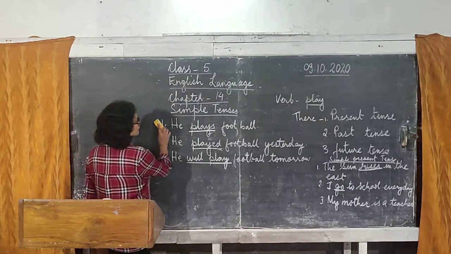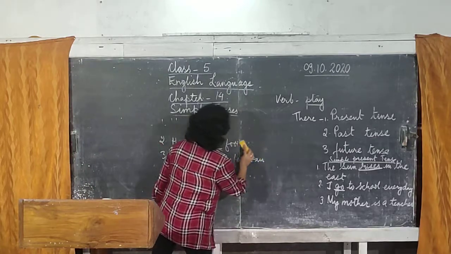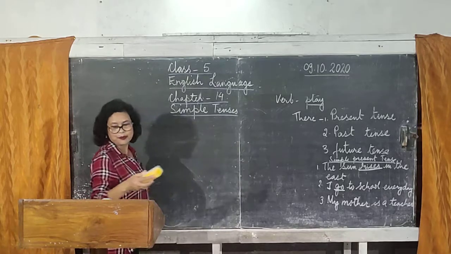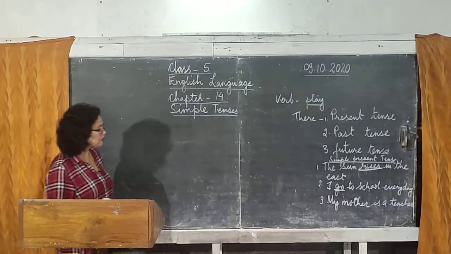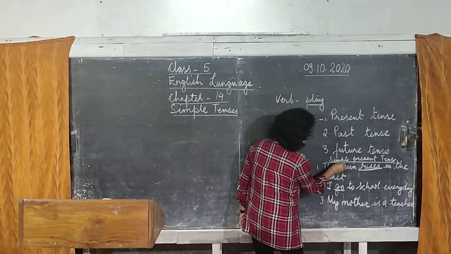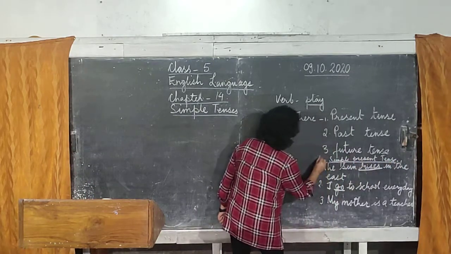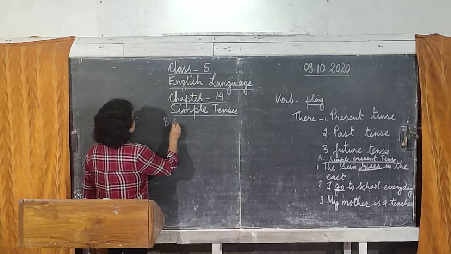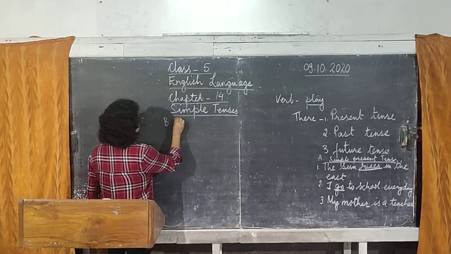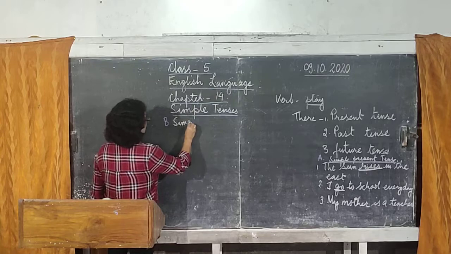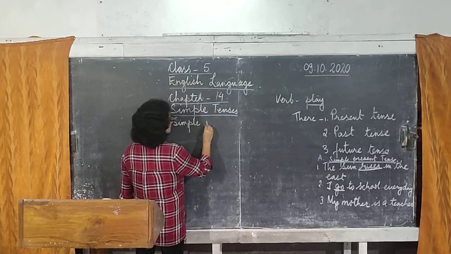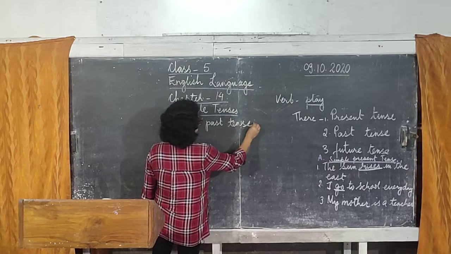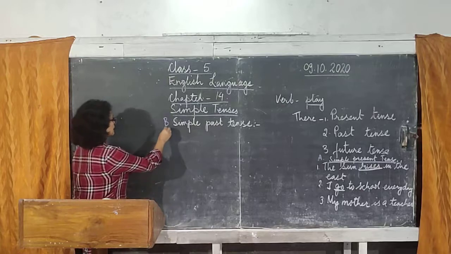Alright children. Now simple past tense. I'm going to rub this out for you, okay? That is a simple present tense. Let me underline it for you with this colored chalk so that you'll see this. This is number 1. I'll write here A, okay children? Then number B. Simple past tense. How do we use simple past tense?